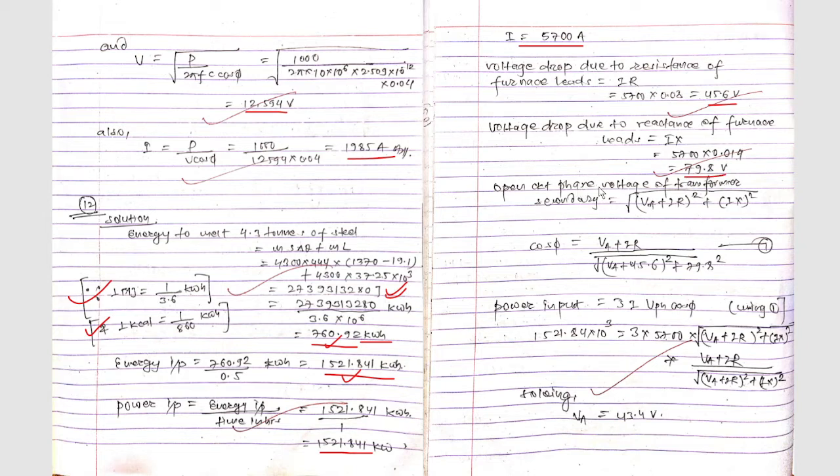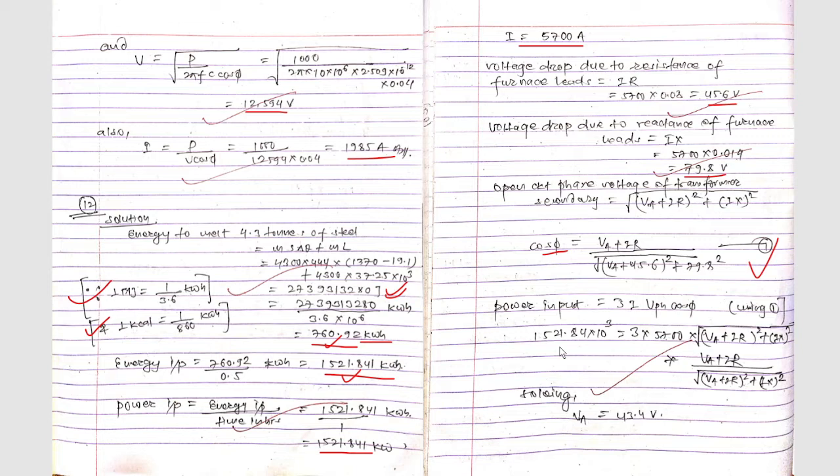Now the open circuit phase voltage of the transformer secondary will be root under (VA plus IR) whole square plus (I into X) whole square. Now, in order to calculate cos phi, meaning the power factor, we have (VA plus IR) upon root under (VA plus 45.6) whole square plus 79.8 square. Now power input will be 3 I into VPS into cos phi.